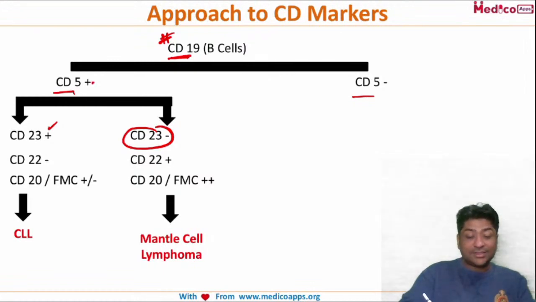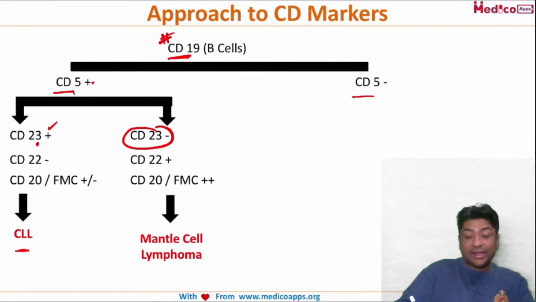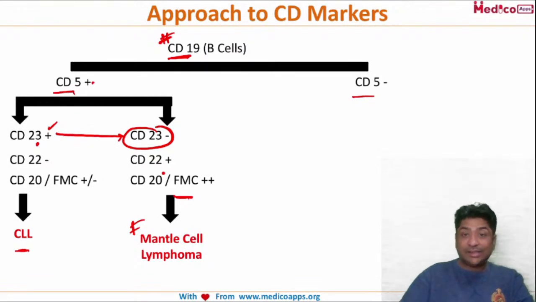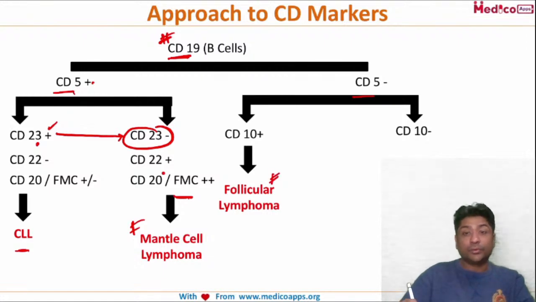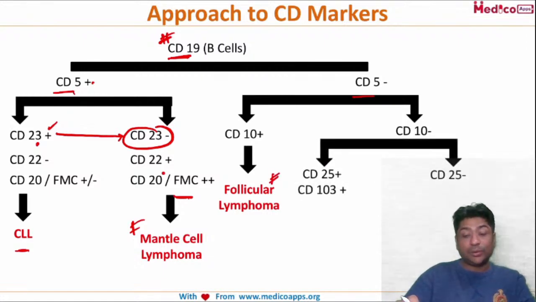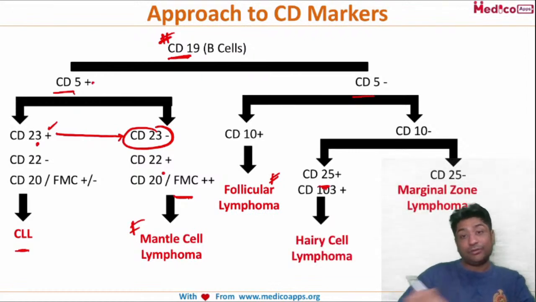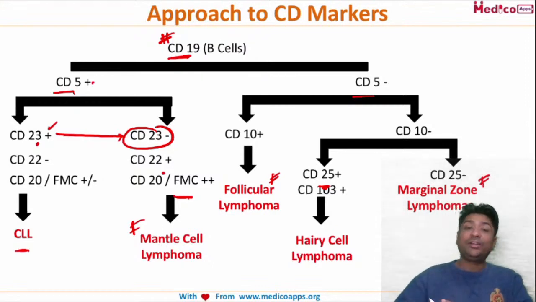If you have CD5 and CD23, you are looking at chronic lymphocytic leukemia. Okay, and if you have CD23 which is missing and FMC which is being present, or CD22 which is being present, then you have mantle cell lymphoma. But CD23 itself will help you diagnose between CLL and mantle cell lymphoma. Again, if it is CD5 negative, then you look at CD10, and if CD10 is positive, you have follicular lymphoma. Okay, if CD10 is absent, then you look at CD25. If CD25 is present, you have hairy cell lymphoma, and if CD25 is negative, you have marginal zone lymphoma. So these are the various B cell tumors, and how you can differentiate based on CD markers.